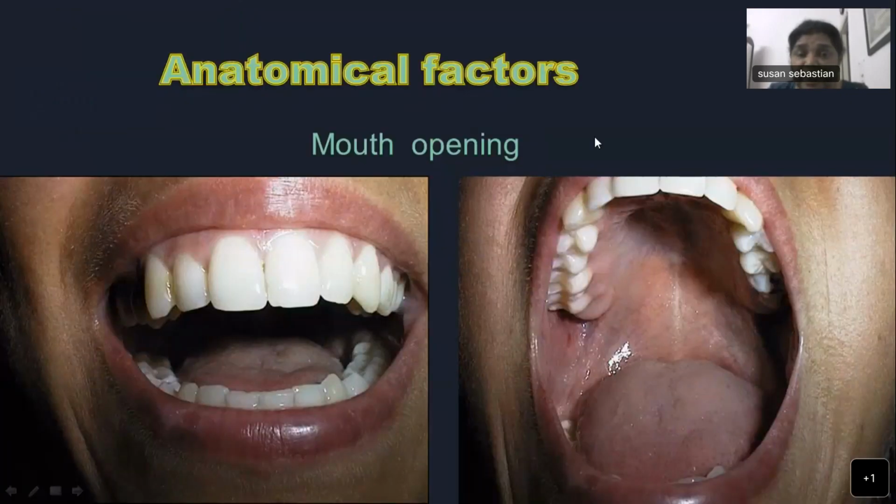Then you have to look at anatomical factors. When your patient opens the mouth, see how much he can open the mouth. He should have a good opening of the mouth. If you have any plans of doing any surgical procedure, especially any oropharyngeal procedure, the patient should have a good mouth opening.